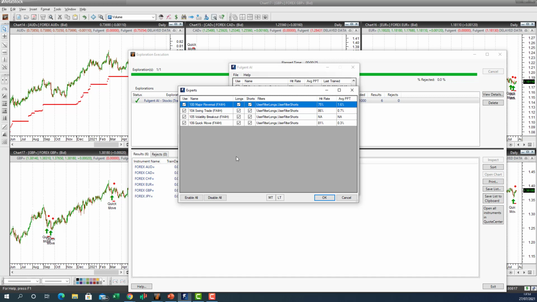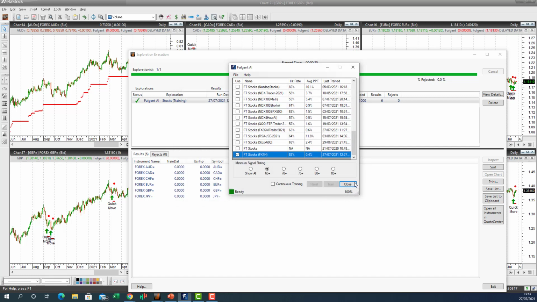Okay, so that's the engine. That's the end result of the AI engine. I've got it named here Forex 4 hours. On average, hit rate 83%, with the average profit per trade over all of the indicators of 0.4%. So that's quite significant from a currency trading perspective.